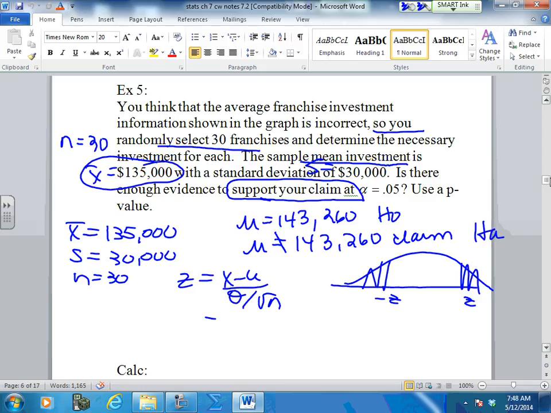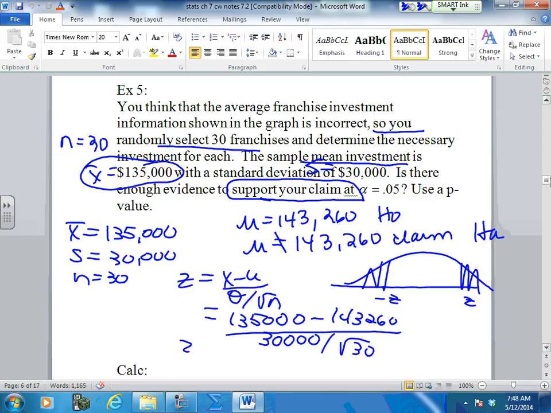So now, you plug this in, your mean, minus the population mean, over your standard deviation, divided by the square root of n. And you come up with a z-score. Right, now, your z-score in this case could be positive or negative because it's symmetric.